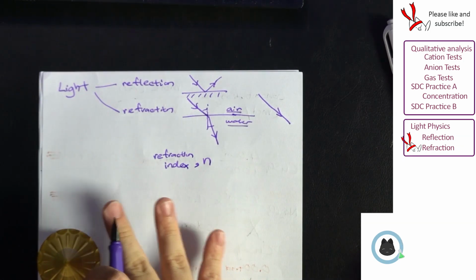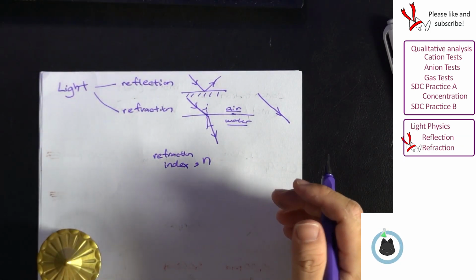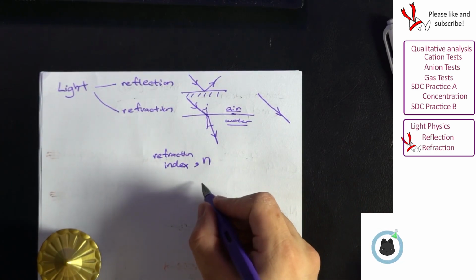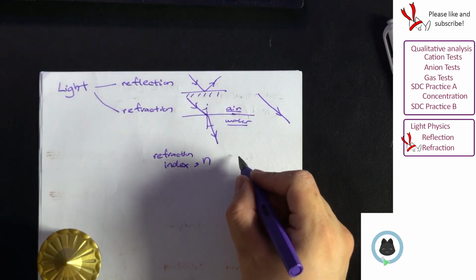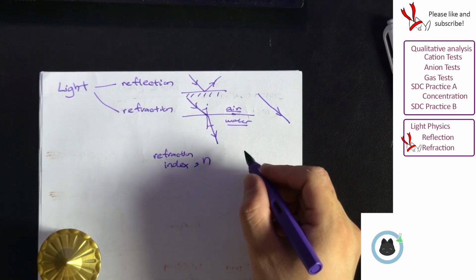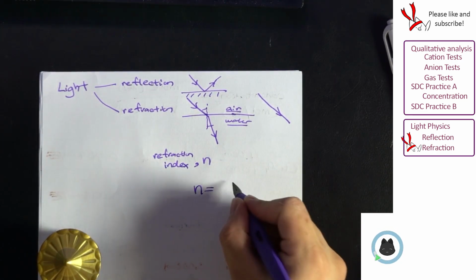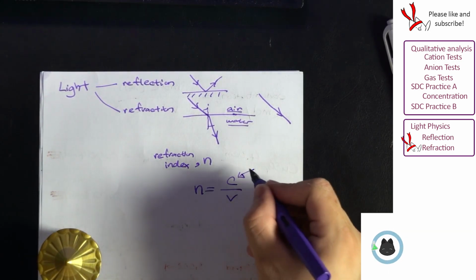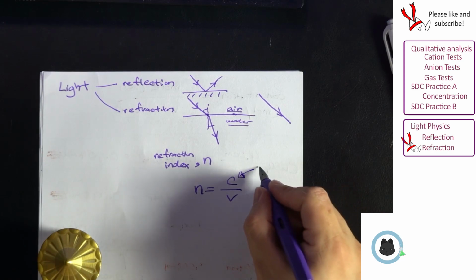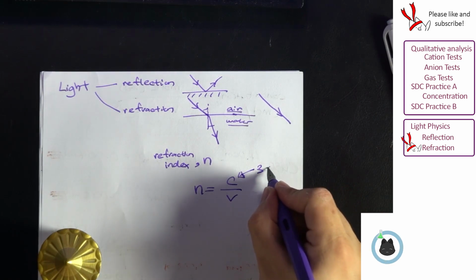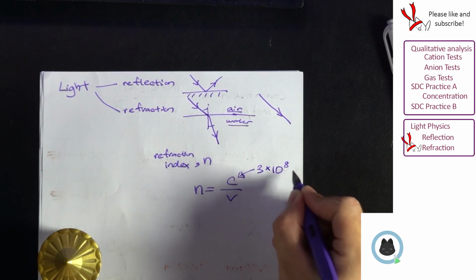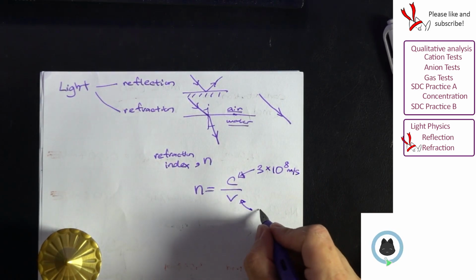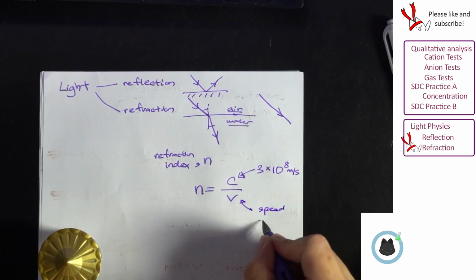The n. But what are the formulas related to n? Any idea? n equals speed of light over speed of medium. Okay, very good. What is speed of light? The number. 3.0 times 10 to the power of 8. Very good. Meters per second. So this is basically the speed of medium.